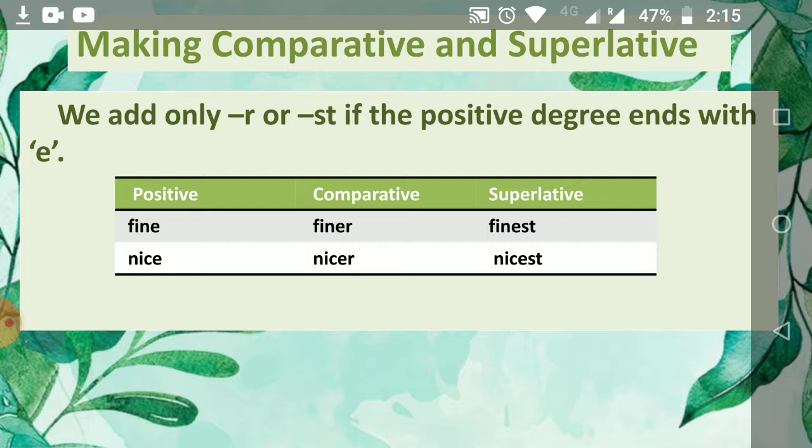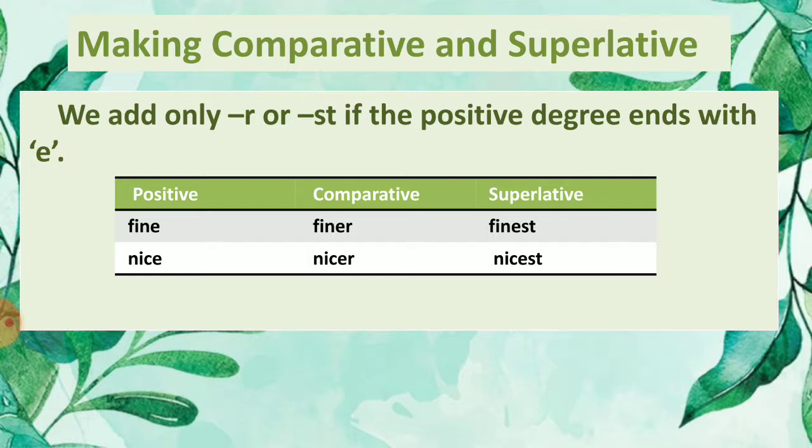We add only r or st if the positive degree ends with e, right? So if my positive degree ends with e, I'll simply add r for comparative degree and st for superlative degree. Here are the examples: fine, finer, finest, nice, nicer, nicest.